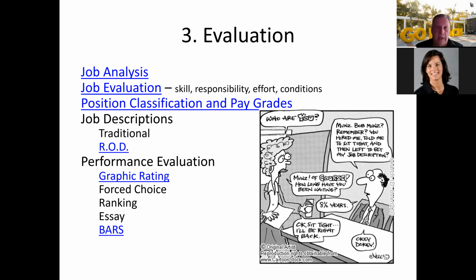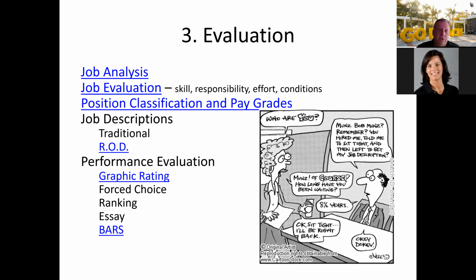Another problem, a potential measurement error with graphic rating, is what's known as regression toward the mean. In regression toward the mean, the evaluator will just go right down the middle and will select the middle category for everything. Again, just because it's the easiest thing to do. It's quick and easy.